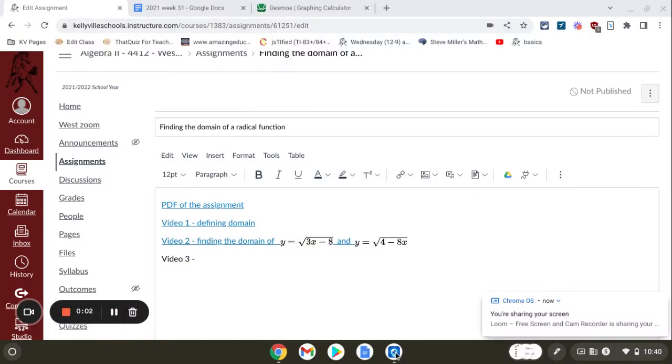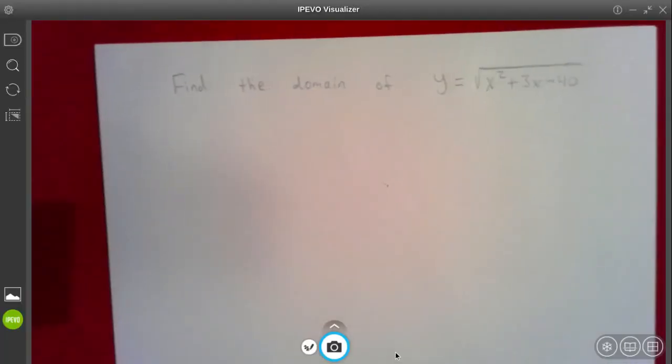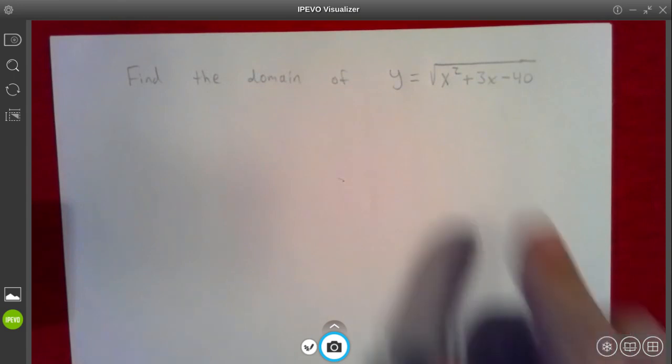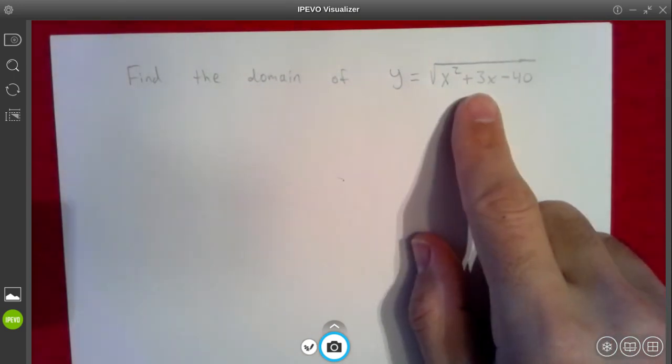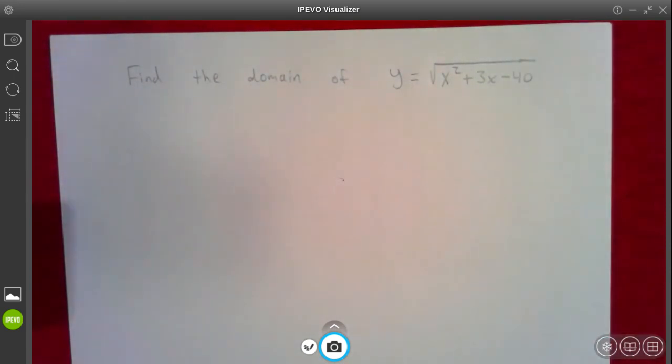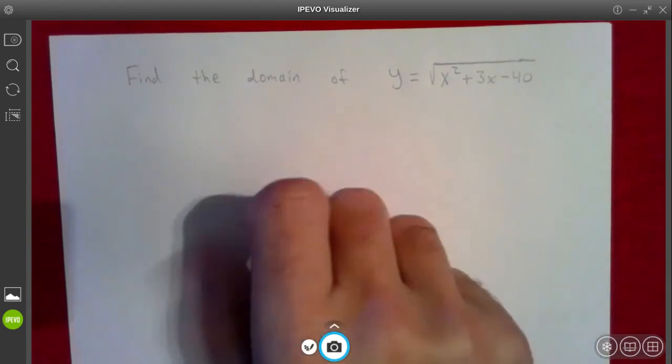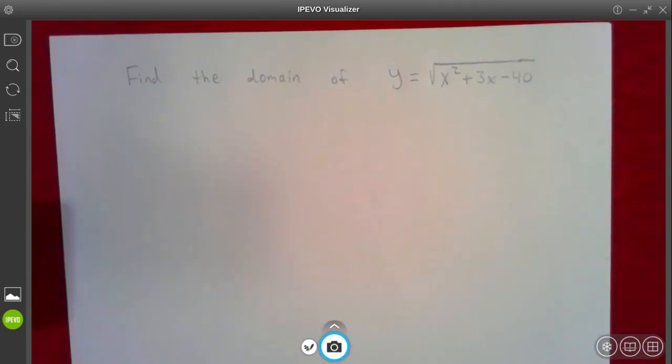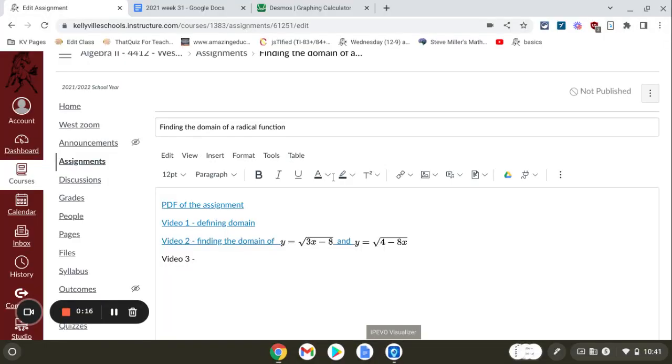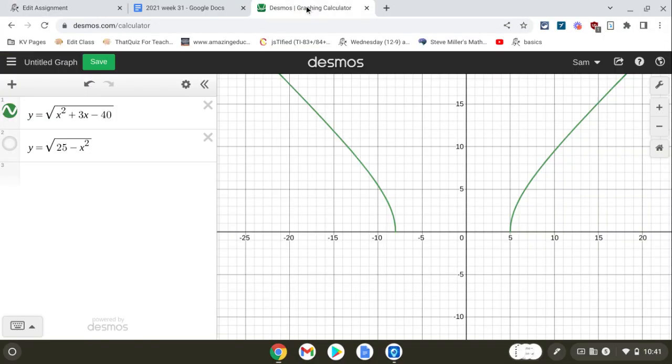All right, so in this one, we're going to look at finding the domain of a radical expression where the inside part's a quadratic here. So before I get started on actually working this out, I just want to look at the graph of it because the graph of these are new to us. We haven't seen what the graph of something like this looks like.